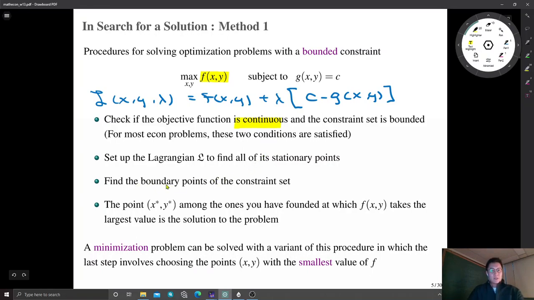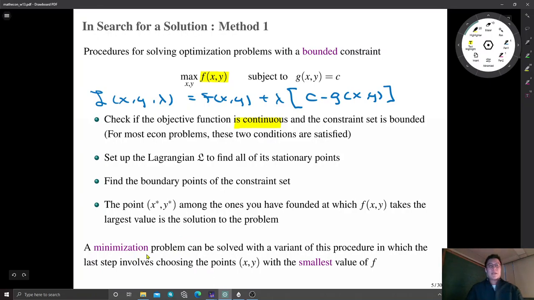And because the extreme value may occur at boundary points, we have to find the boundary points of the constraint and evaluate the function at those points. Then in the end, among the stationary points and boundary points, the point where the function f takes the largest value is going to be the solution to this maximization problem.